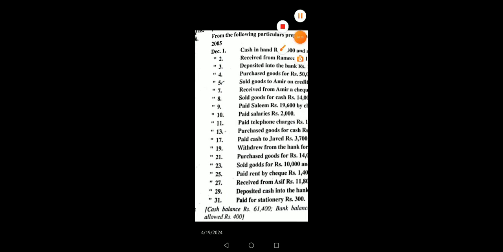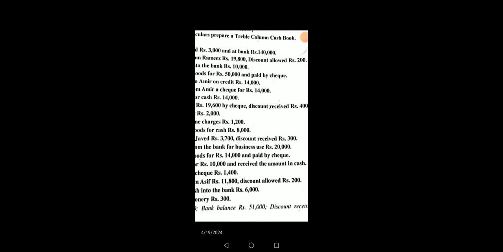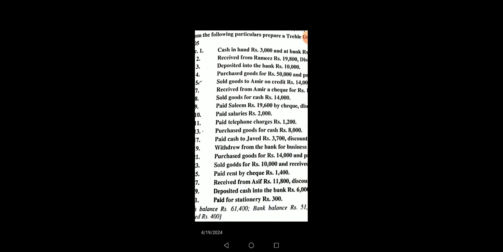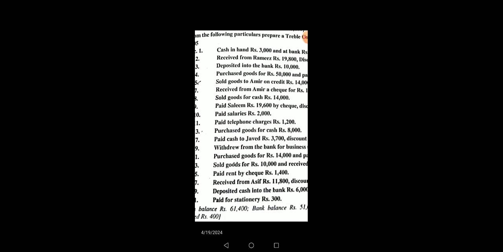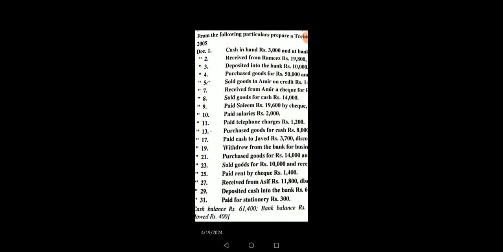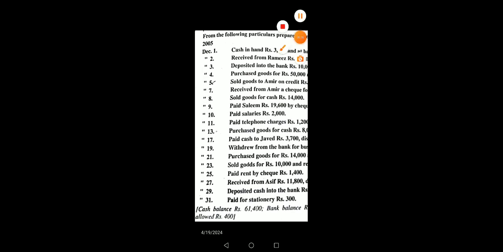Now let's see what next entry number 9 is saying. Paid Salim 19,600 by check, discount received 400. पहले तो आप ये देखें कि Salim is present on above side. I don't think so. Salim is over there. But entry number 9 is saying paid Salim by check. और साथ में it is mentioned that we have received a discount.